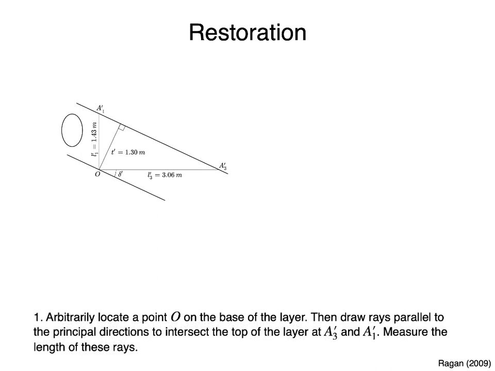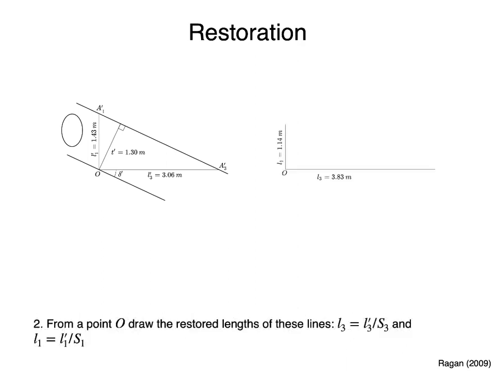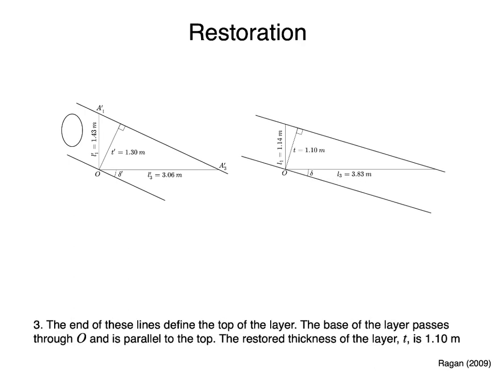From this point, we trace lines parallel to the principal axes of the strain ellipse, which intersect the top of the layer at A prime 3 and A prime 1. We measure the length of these lines, L prime 3 and L prime 1. Then on a separate diagram, from a point O we draw the restored length of the lines along the principal axes, L3 is equal to L prime 3 divided by S3, and L1 is equal to L prime 1 divided by S1. The end of these lines defines the top of the layer.